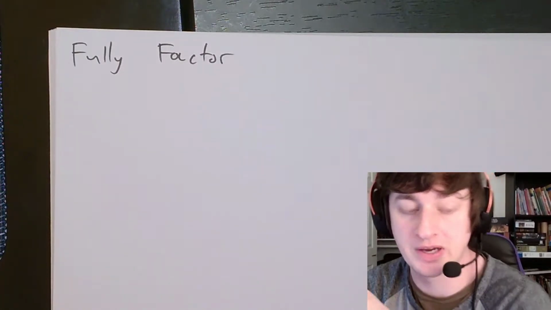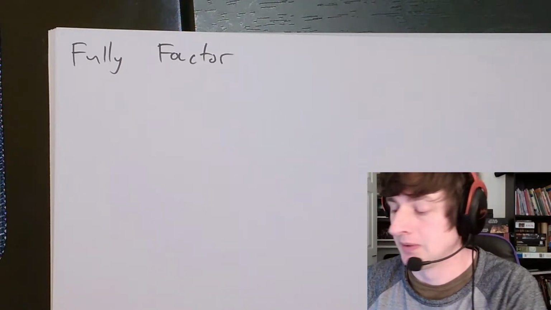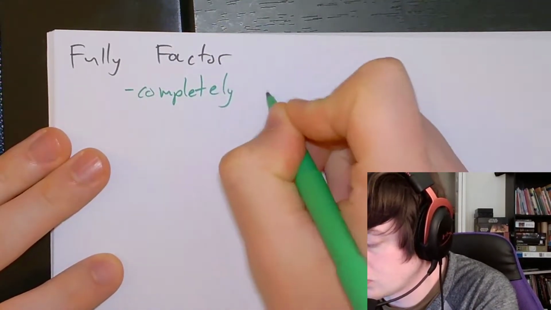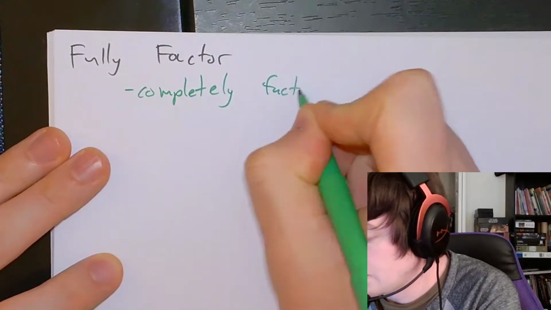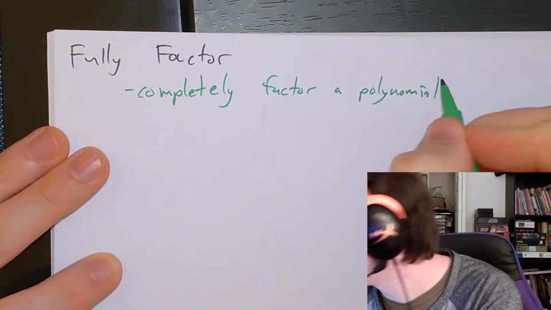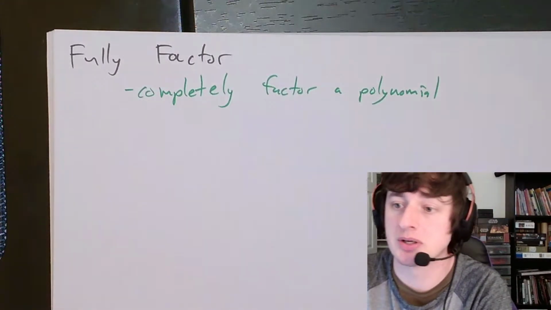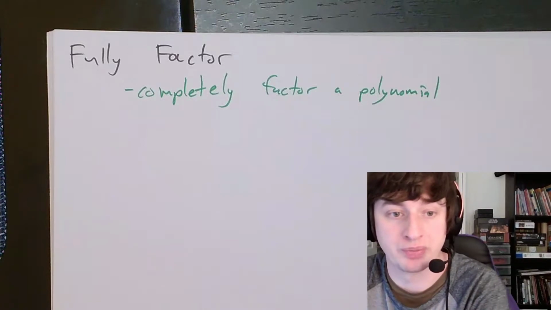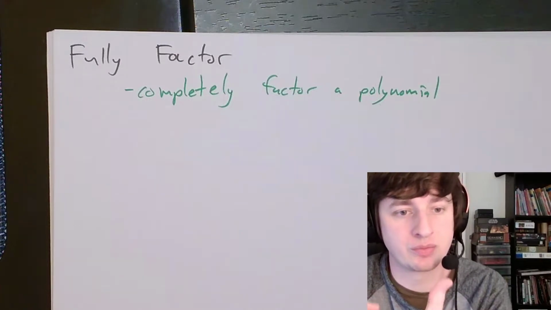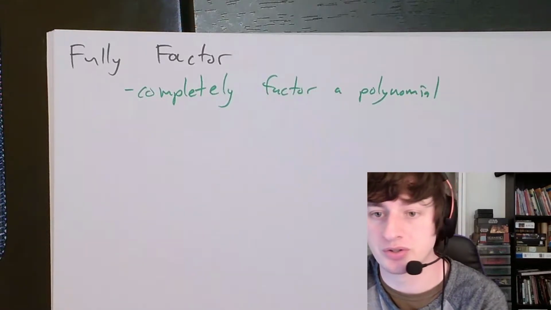So we need to talk about fully factoring, which in some places is called completely factoring. On Thursday or Friday last week, we factored using greatest common factor and we factored using grouping, but we did not completely factor. We just did those two things and we stopped. We didn't look at the rest of what we got and say, oh, can I continue factoring from here? And so that's what we're going to do.